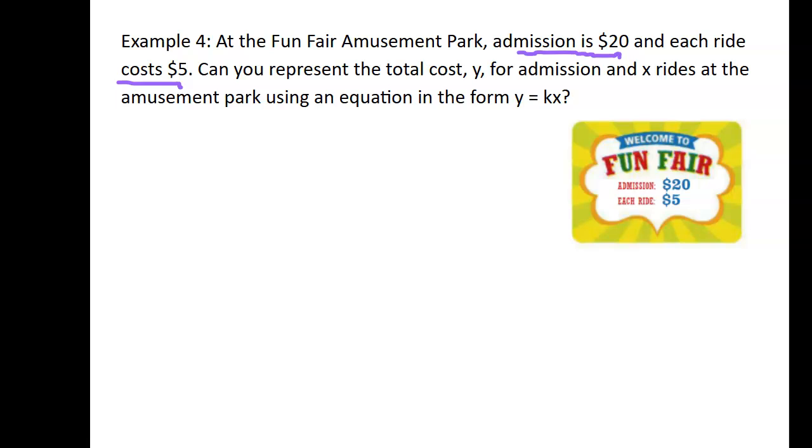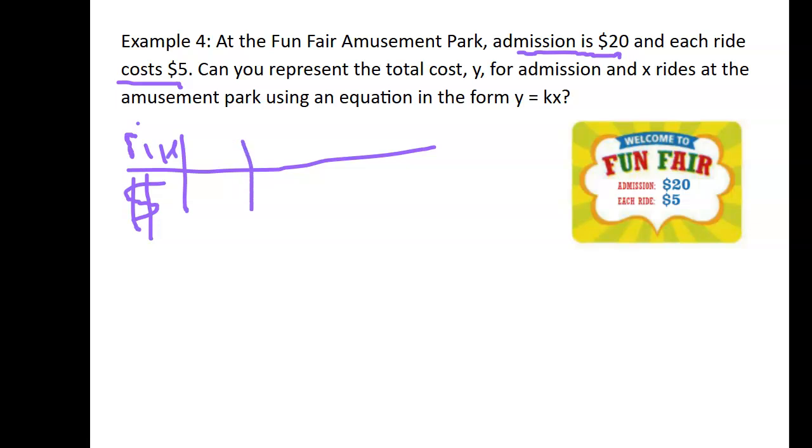Well, let's just think about this for a second. Let's just make a quick table, okay? So I'm going to draw a really quick table. And in my table, it tells me that cost is y, so that's going to be the money, the dollars, and that the rides is x, because it says x rides, so that's going to be the number of rides.